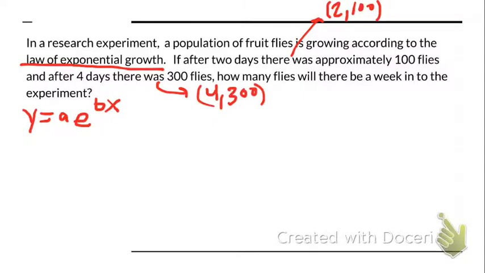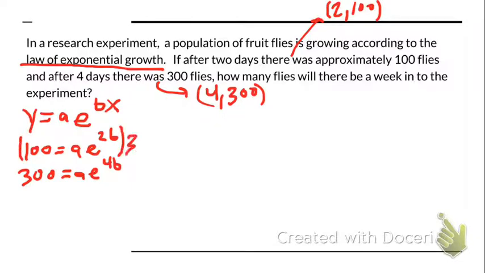So what we're going to do first is plug those 2 points into 2 separate models, and then we're going to solve for a and b. When we plug the first point in, we get 100 is equal to a times e to the 2b power. And we plug in 300 for y, then we plug in 4 for x. So now we have 2 separate equations and 2 variables that we need to solve for. So we're going to use substitution. One thing we could do is multiply everything in this top equation by 3, so that we get 300 on the left side, and on the right side it'd be 3a e to the 2b power.